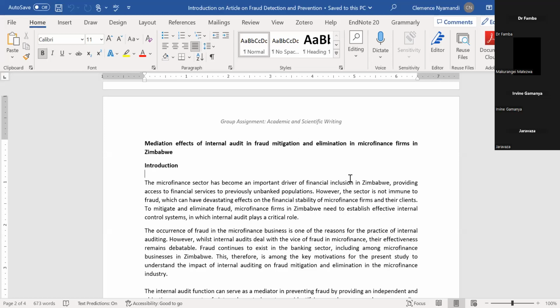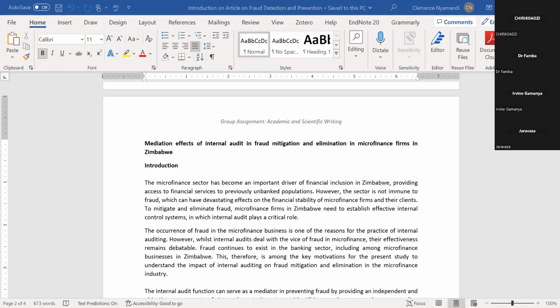Okay. Then the second paragraph, what are we now talking about? The occurrence of fraud in the microfinance business is one of the reasons for the practice of internal auditing. We want a source there. Right? However, whilst internal audits deal with the vice of fraud in microfinance, their effectiveness remains debatable.